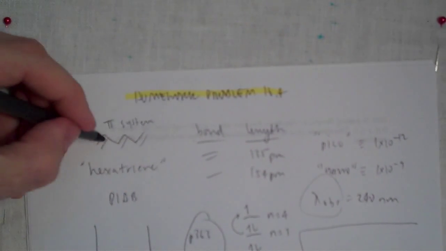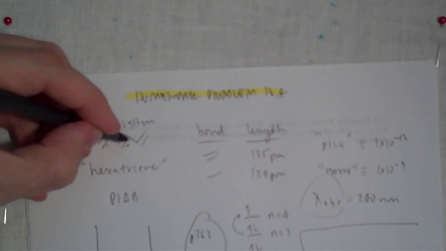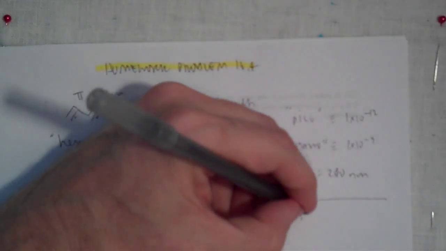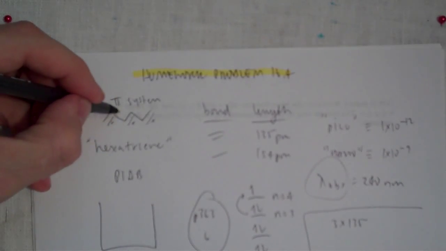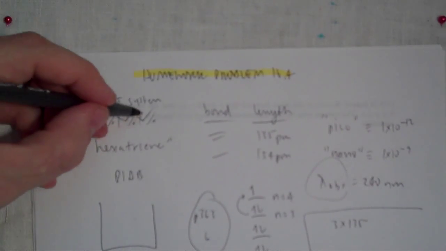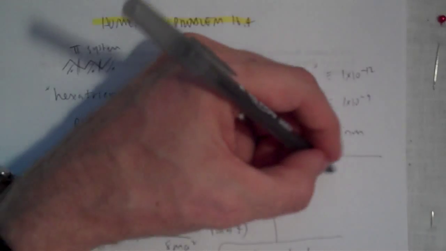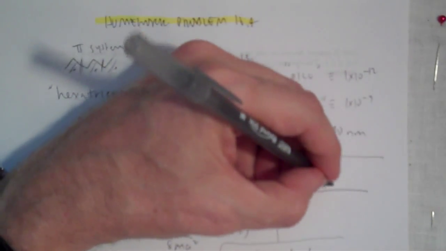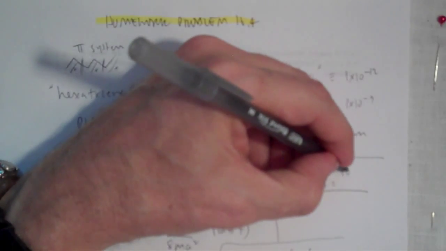Okay, so let's take this molecule here. It's 1, 2, 3, so 3 times 135, because it's 3 double bonds. And then 1, 2 single bonds, so 2 times 154. This is equal to 405.